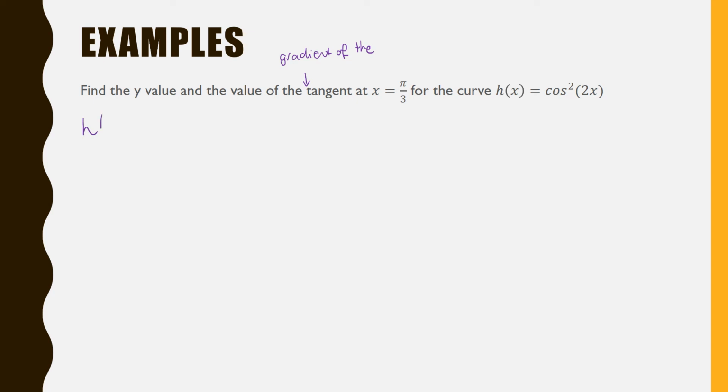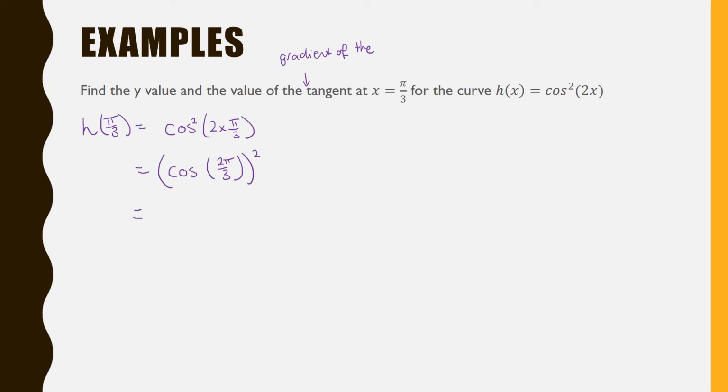That means that I'm substituting pi over 3 into my function. I would get cos squared of 2 times pi over 3. When we say cos squared here, what that means, another way of writing this, and we have 2 pi over 3 here, is that I am squaring this whole answer.